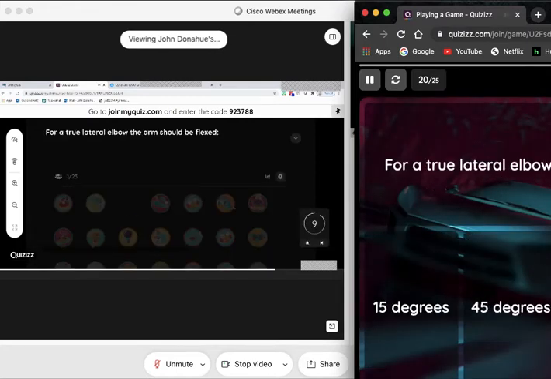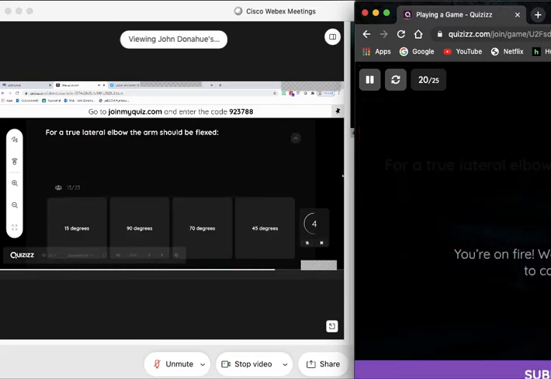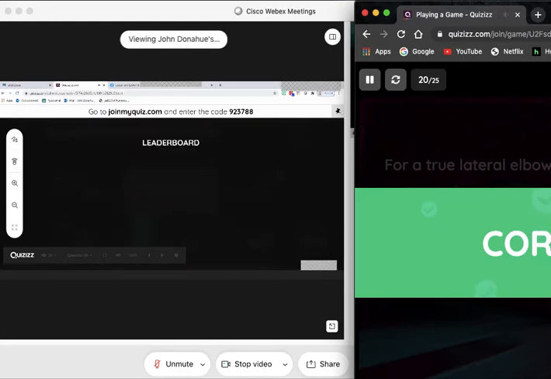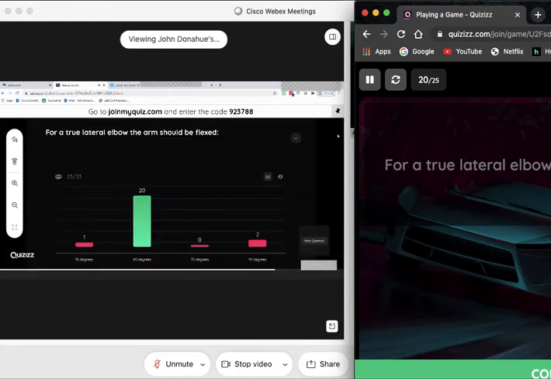For a true lateral elbow, the arm should be flexed how many degrees? Oh, 90 degrees, sorry. I'm not telling you the answers. 90 degrees for a true lateral elbow.